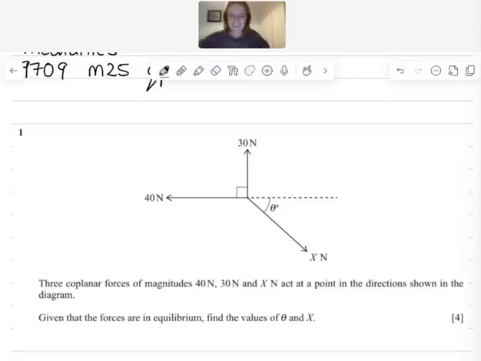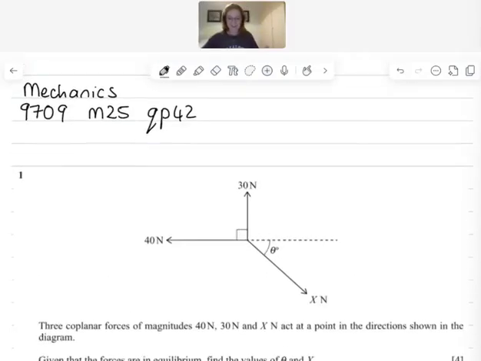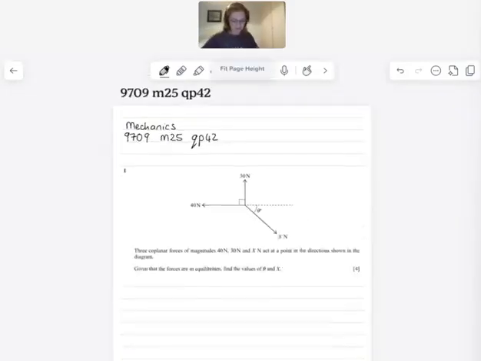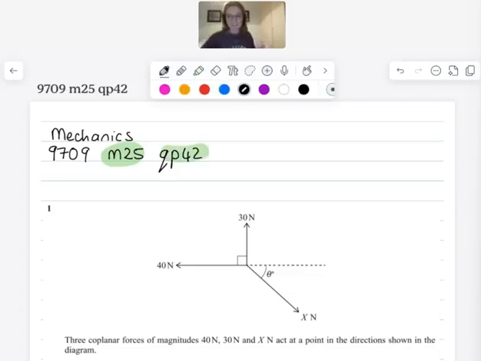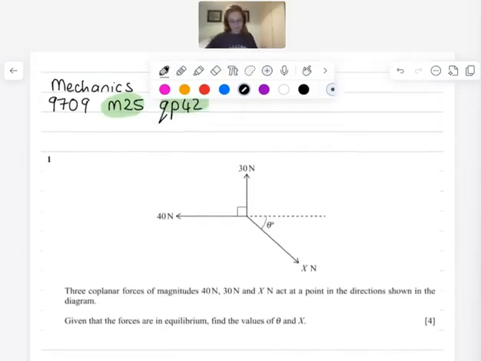Hello everyone. I know that the mechanics exam is coming up very soon, and so I want to quickly do this paper with you. This is the latest paper. I don't have an official document yet, but it is the March 2025 paper 4-2. I haven't yet looked at it, so we are going to do it together. I hope that it can help you as you are doing some last prepping.